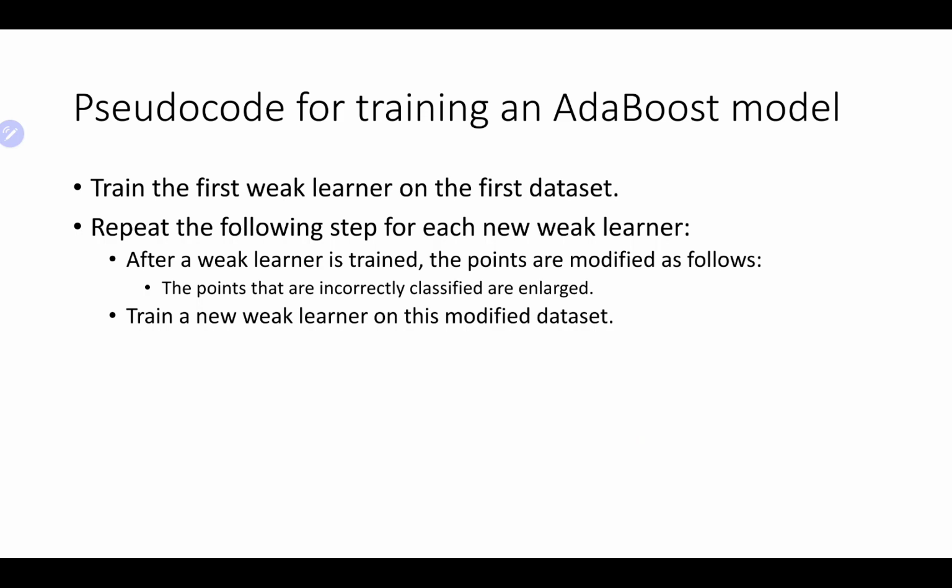So the pseudocode for Adaboost is we train the first weak learner on the first dataset, and then we will repeat the following. Okay, so after a weak learner is trained, the points are modified. What does it mean? The points that are incorrectly classified are enlarged. That means the incorrectly classified points have more importance in the next decision tree, right? Because they were incorrectly classified, that means they're hard to classify. So we put more emphasis on those points in the next decision tree. The ones that are already correct, that means they are good. There's no problem with them. They are easy to classify. So basically their importance will decrease. So we are not that much concerned with them anymore.